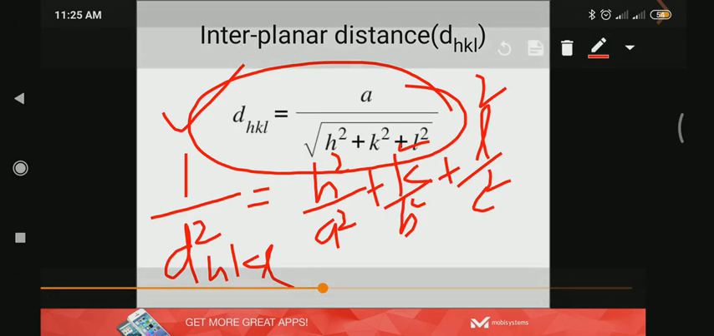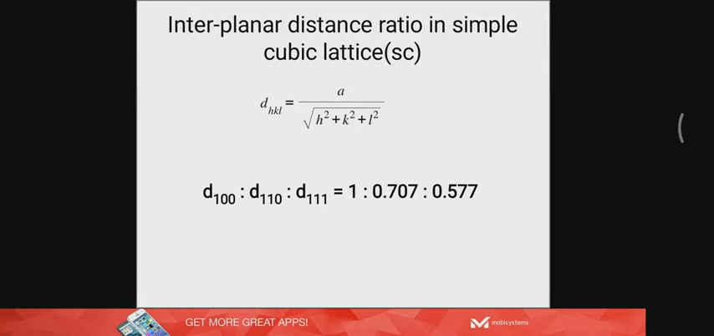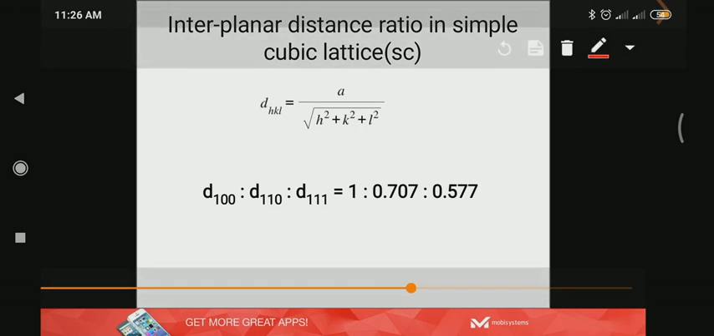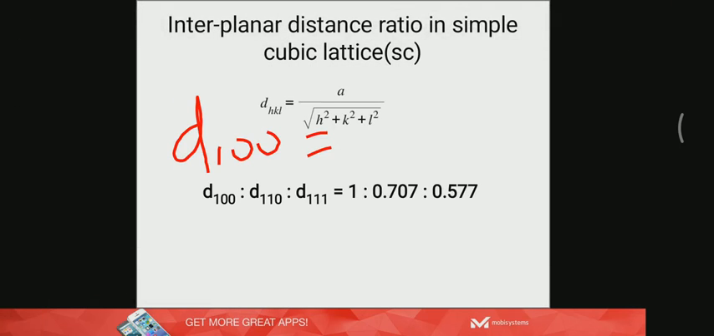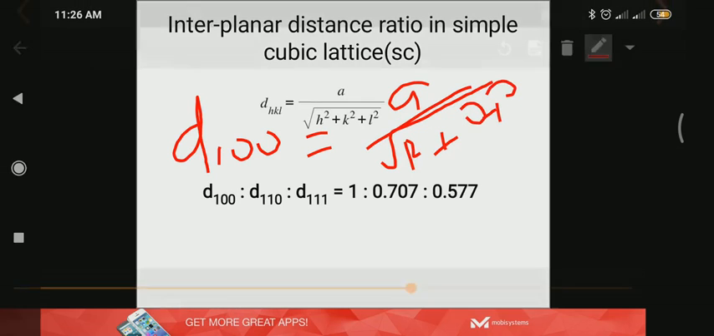Let us do it for primitive cubic. Look at this. Simple cubic or primitive cubic lattice. Let us calculate the interplanar distance and also the interplanar distance ratio. First let us work out what is d100. What is the interplanar distance for this plane? You can easily get it by substituting into this equation. That is, you get a by, substitute the values of Miller indices. Root of 1 square plus 0 plus 0. So what do you get? It is a only. Right?